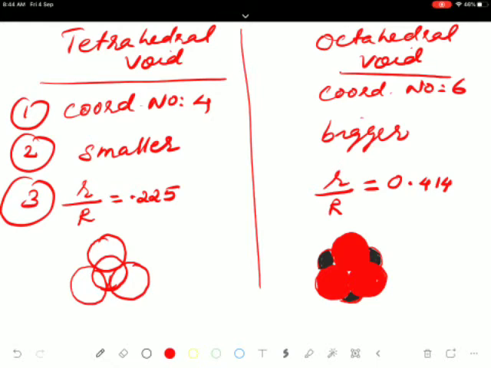So these are the differences. Diagram. So here you will not be able to see the tetrahedral void. The tetrahedral void is in between these 4 spheres, octahedral void is in between these 6 spheres. So these are the differences between tetrahedral void and octahedral void.